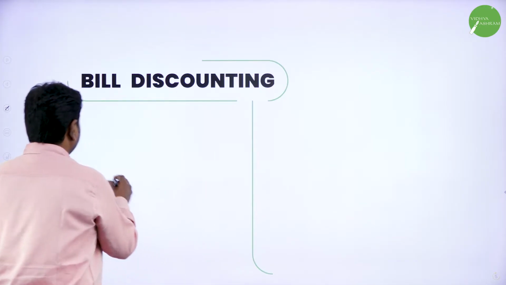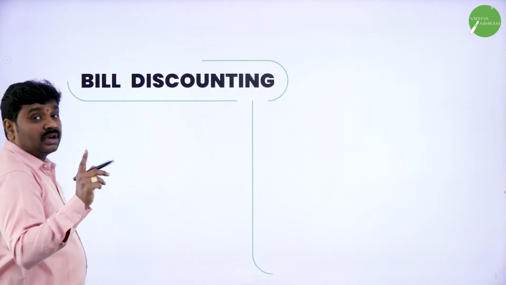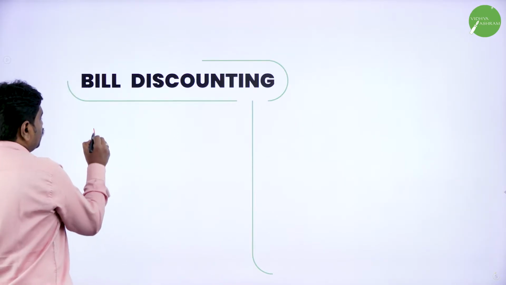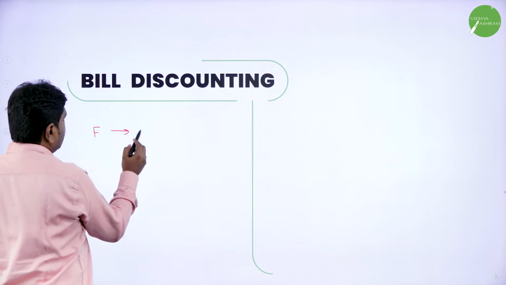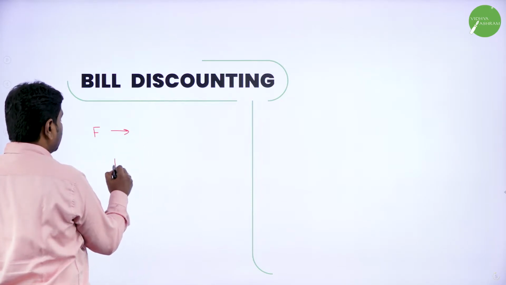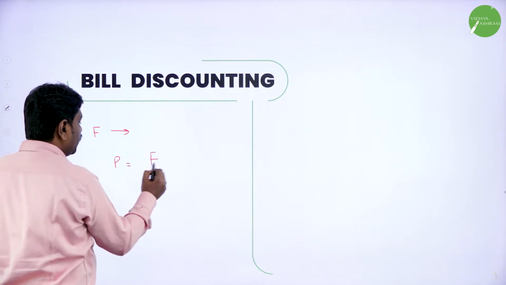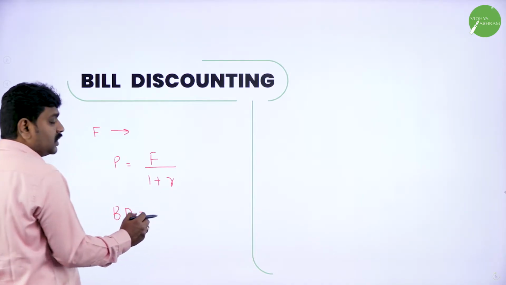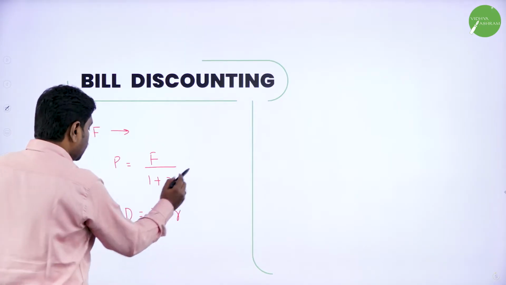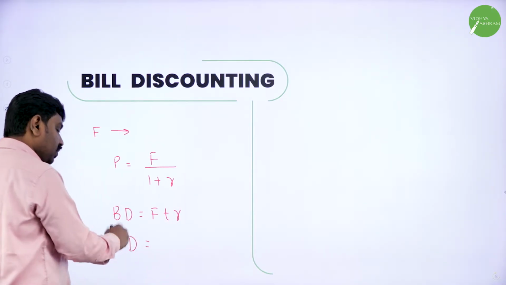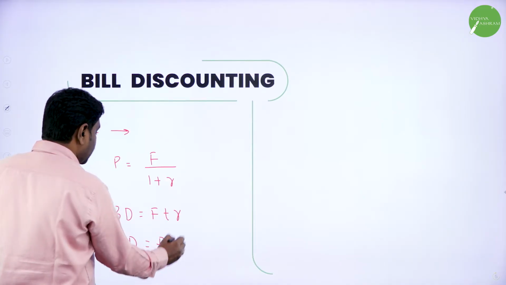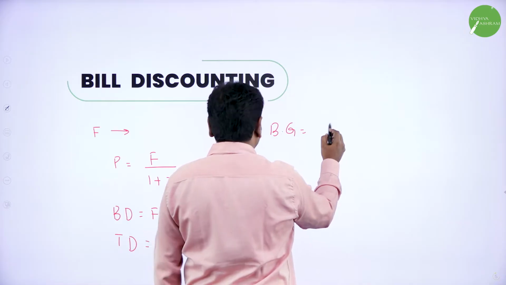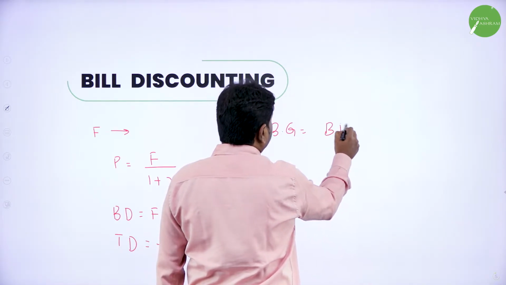Before we go to the problems, just let me summarize. Always on the bill, whatever the amount is mentioned is face value. Face value is the amount of the bill. For that, if you want to calculate present value, it is face value divided by 1 plus TR. Then banker will do discount on face value, FTR. And true discount is discount calculated on present value, PTR. And banker always will gain, and the banker's gain can be calculated as BD minus TD.